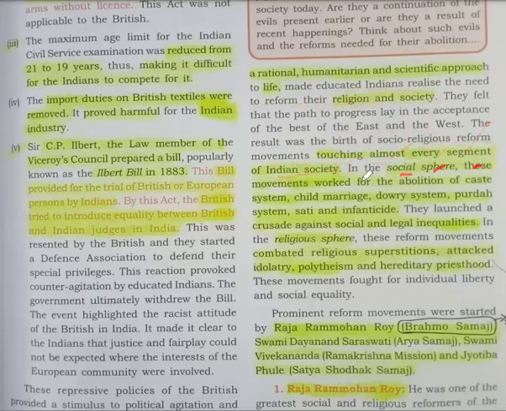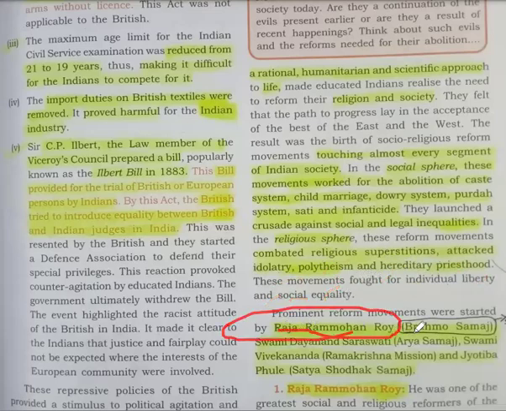In the social sphere, these movements worked for abolition of caste system, child marriage, dowry system, purda system, sati, infanticide. They launched a crusade against social and legal inequalities. In the religious sphere, these reform movements combated religious superstitions, attacked idolatry, polytheism, and hereditary priesthood. These movements fought for individual liberty and social equality.